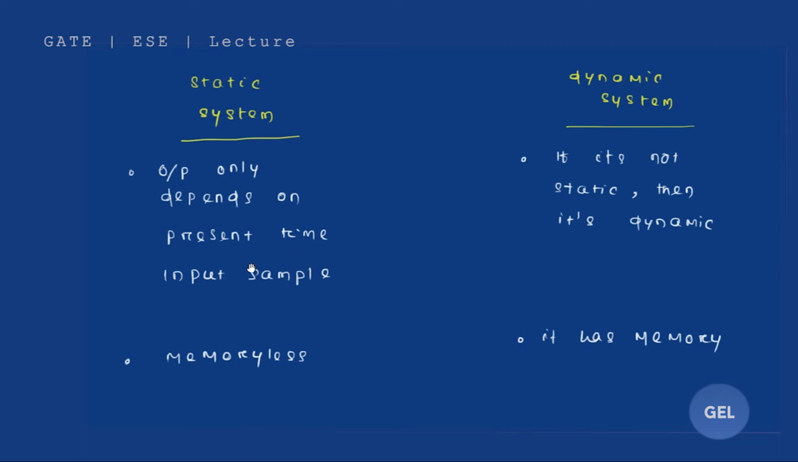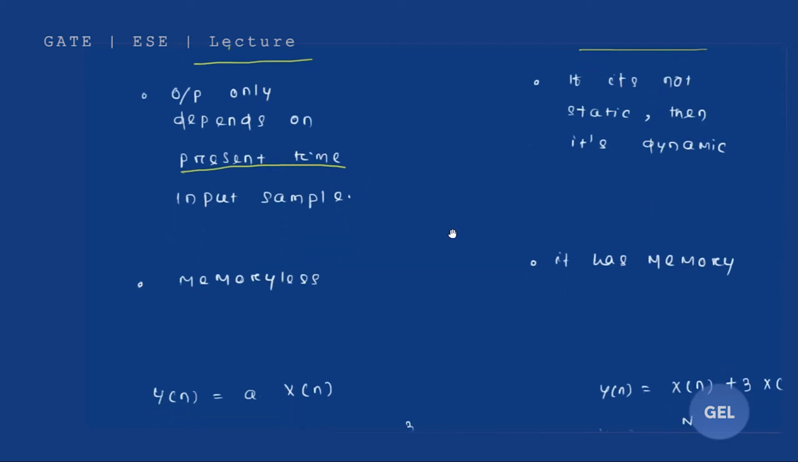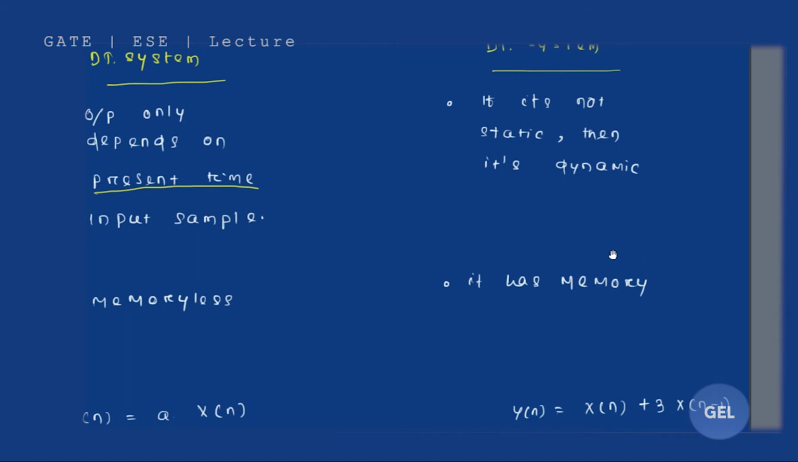time input samples. Now this is a new word that we add here, because I can say static discrete time system, dynamic discrete time system. Now any system that is not depending only on the present time input samples is nothing but your dynamic system. As simple as that. As a static system only depends on the present time, it is memoryless, and a dynamic system does have memory.